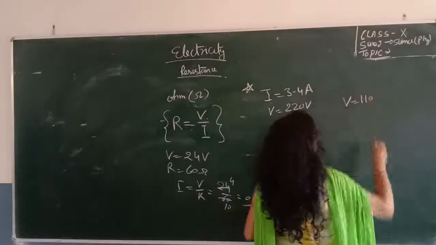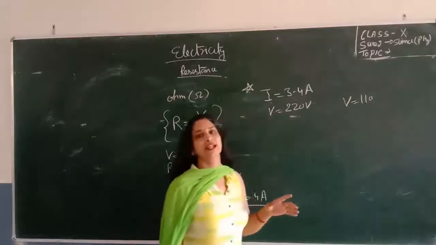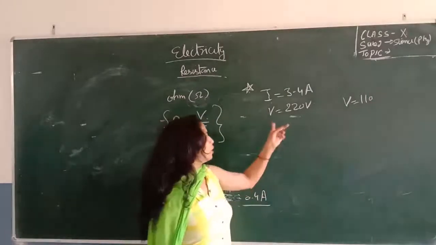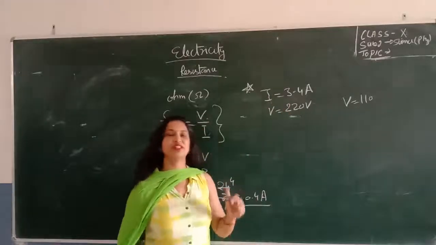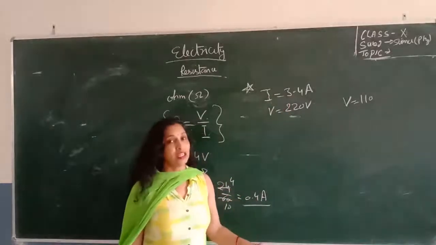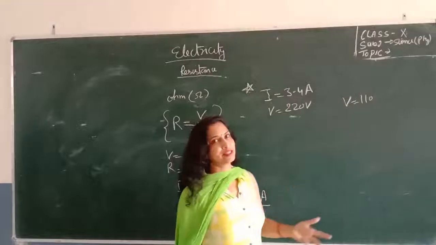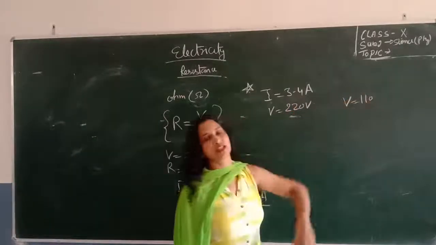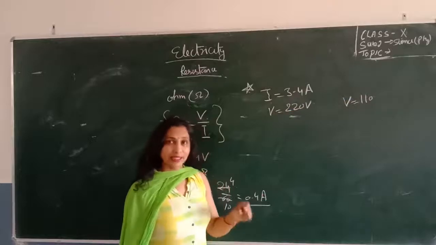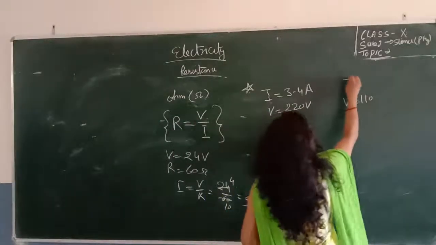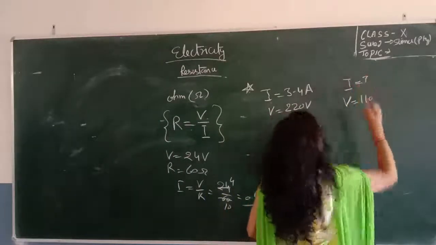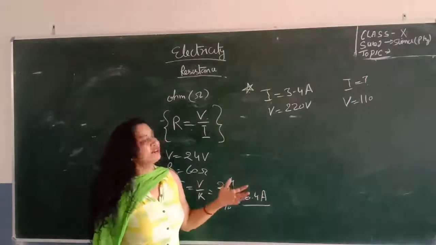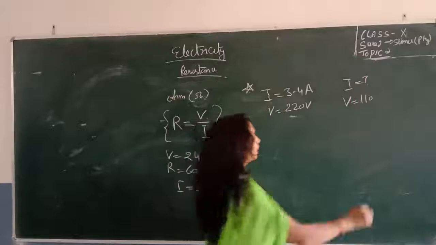You know, by changing the potential difference, the current also changes. According to Ohm, V is directly proportional to I. It means if we increase the potential difference, the current will increase. If we decrease the potential difference, the current will decrease. So in this case we are going to change the potential difference of the circuit, so there should be some change in the current. Then how can you find how much current is flowing now when you connect the circuit to a 110 volt supply?